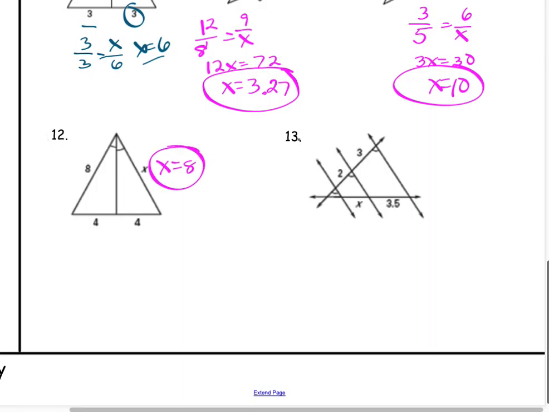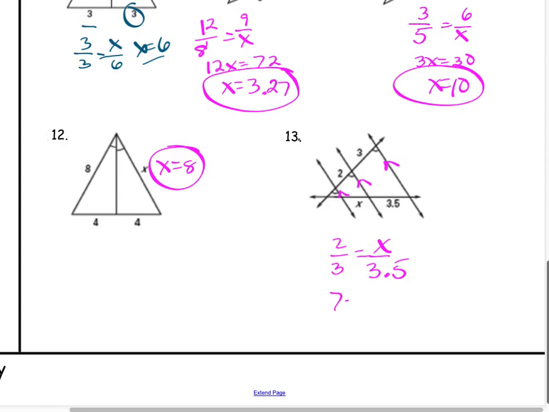X is 8. Here is one of those ladder problems. If these angles are matching, their corresponding angles, and by the converse of the corresponding angles theorem, you know that these lines are parallel. And then you can set up 2 over 3, x over 3.5.